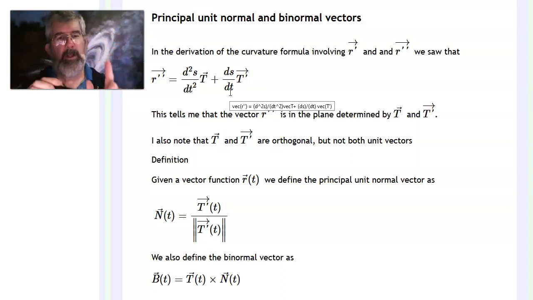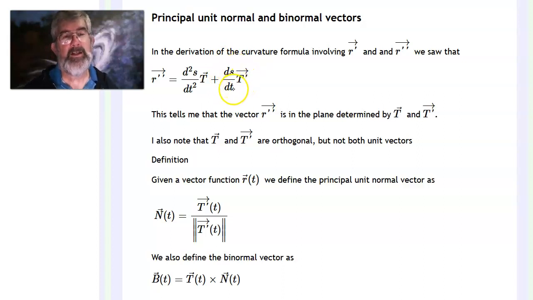I want the one pointing towards it, and I claim that I know it's this one because this coefficient out front is a positive number. ds/dt is the length of the velocity vector, sorry, the first derivative, and that's a positive number. So this is pointing towards the acceleration vector, and so I want to use it. But it's not necessarily a unit vector. So I want to get a unit vector that's perpendicular to the tangent vector, but it's pointing in the direction sort of of the acceleration vector. Okay, so I do that by making the following definition.